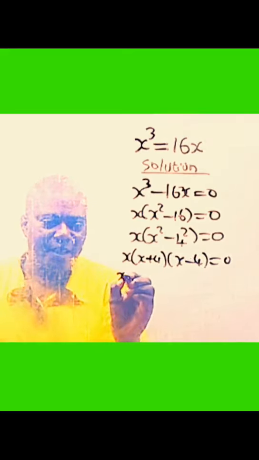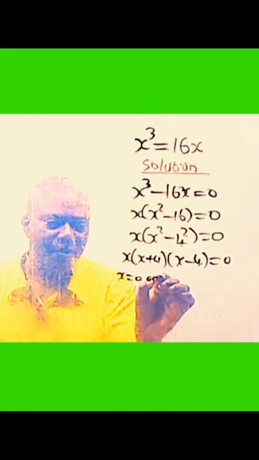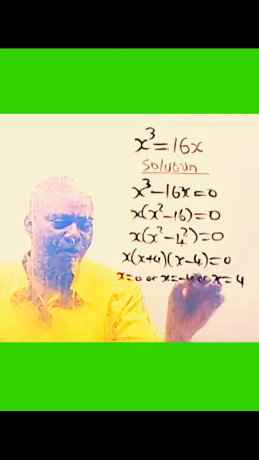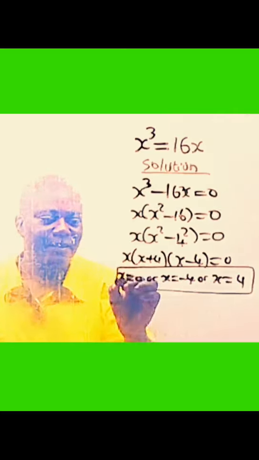So from here, x is equal to 0, or x is equal to minus 4, or x is equal to 4. And that is the final answer.